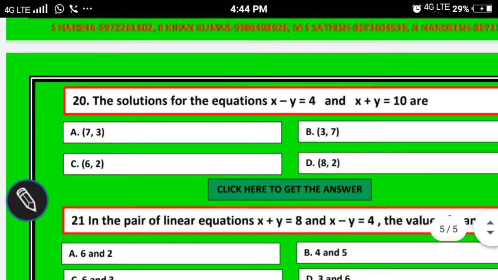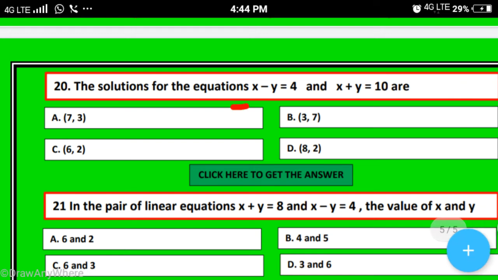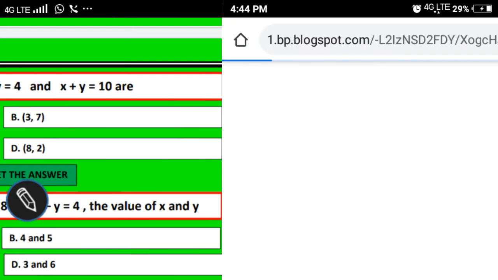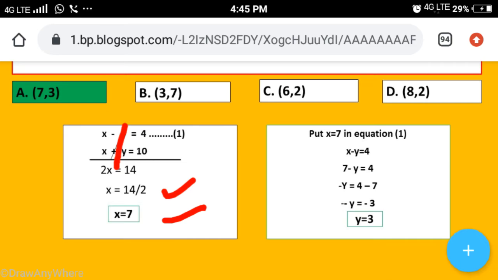Then 20th question: the solution for the equations x minus y equals 4 and x plus y equals 10 are. So this is the elimination method. Minus y and plus y get cancelled and x value becomes 14 by 2, that is 7. When you substitute that in equation 1, that is x minus y equals 4, it gives the value of y as 3. So therefore x equals 7 and y equals 3, that is option A is the correct answer.